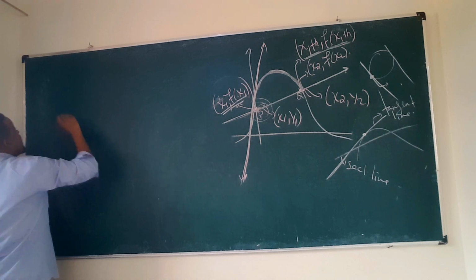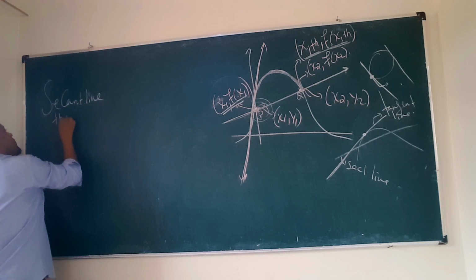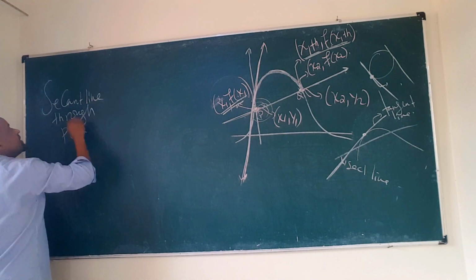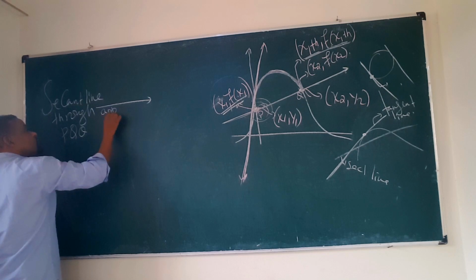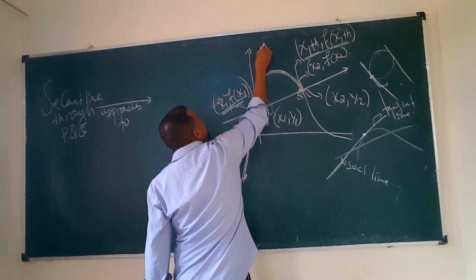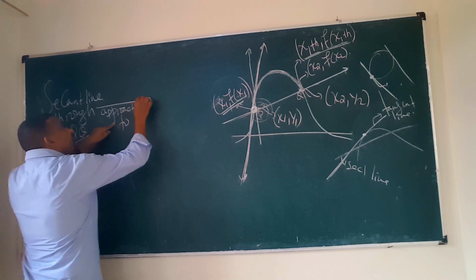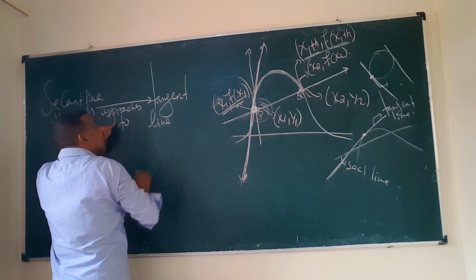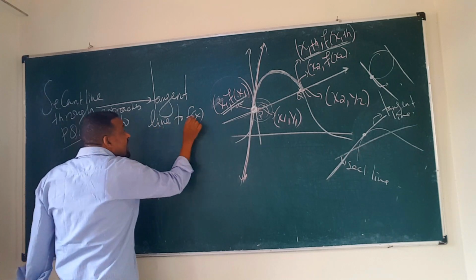So what did we see earlier? As that point approaches here, the second line, the second line passing through P and Q, approaches where? It turns into the tangent line. So our secant line passing through the points P and Q approaches the tangent line to the curve f of x, the line tangent to f of x at the point of tangency P.